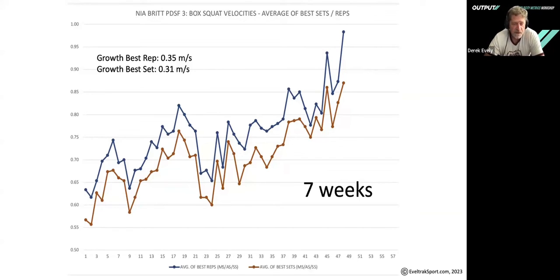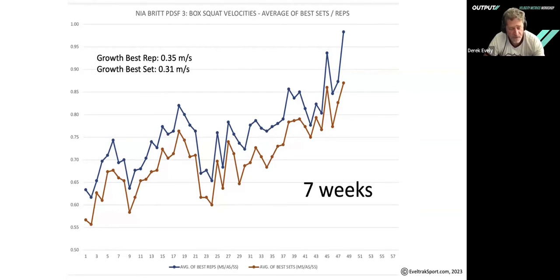average of the day. So you can see that from where she started to her peak in both, it was about 0.35 meters per second growth for best rep, exactly 0.35, and for the set 0.31. You have to remember something, if I didn't mention this earlier: when we start this, it's full intent. That first day, she's not trying to go slow. That's balls out. We're testing her. That's a test. It's always full intent.